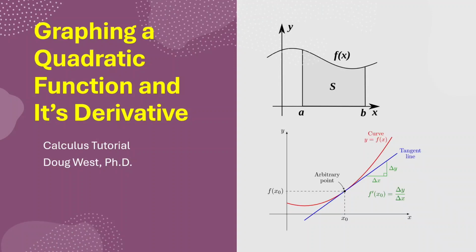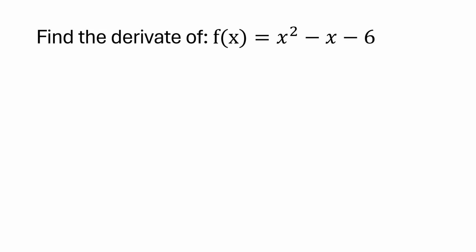Welcome to my video on graphing a quadratic function and its derivative. So in this video I want to take this function f of x is equal to x squared minus x minus 6, a simple quadratic, and then I want to take the derivative of it and graph both of them.